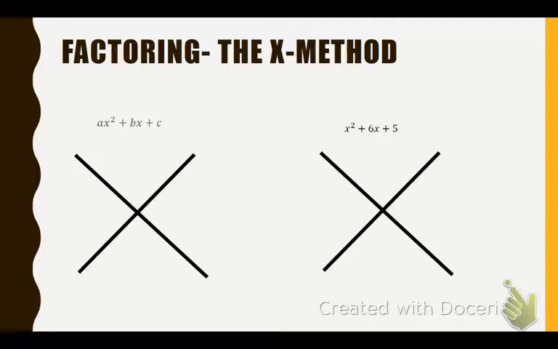There is one particular method that we use. If you are in Algebra 2, you've already done this method. If you are not, then you will do this method. I want you to first write down ax squared plus bx plus c.